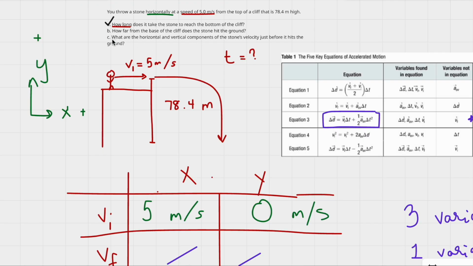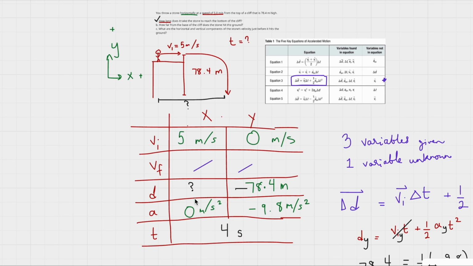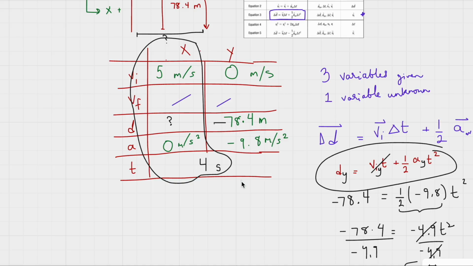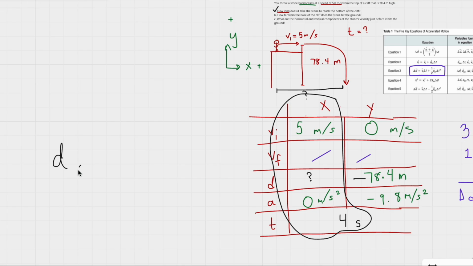Now the question says, how far from the base of the cliff does the stone hit the ground? Now that would be this horizontal distance, that is dx. And what we can do now, because we are looking for a variable in the x direction, let's use the x column. We still don't have anything to do with VF, so we can use the exact same equation without VF that we used earlier. I'm going to copy the same equation as before, but now change all the y's into x's. So we had dx equals v1x t plus 1/2 ax t squared.